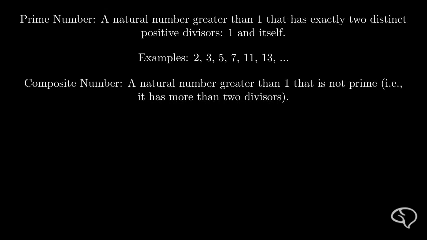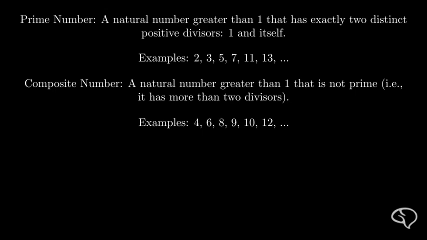The number 6 is composite because its divisors are 1, 2, 3, and 6. The number 9 is composite because its divisors are 1, 3, and 9. So 4, 6, and 9 are composite numbers. They can be formed by multiplying smaller numbers together.